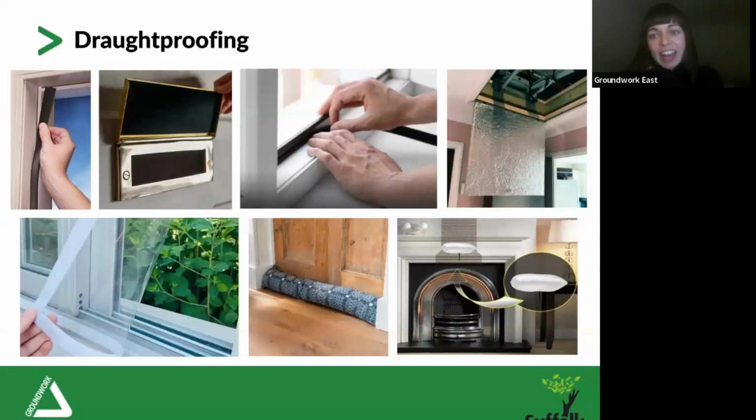Interestingly, loft hatches are ones that we often see overlooked. So using strips of draft excluding material fitted around the edges of the frame, and then obviously insulating the hatch itself can reduce heat loss up to the attic spaces. Yeah, we've got draft excluders there on the bottom that we mentioned, and various different ways of doing that. Unused chimneys, fitting draft excluders that are like little pillows that you pop up the chimney and then pull the little handle. Some of them have different mechanisms, but they can stop quite a lot of heat just simply going up the chimney.